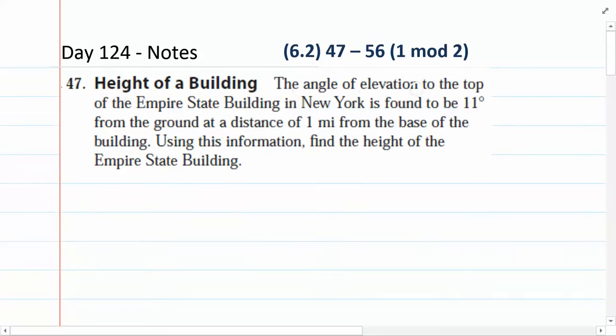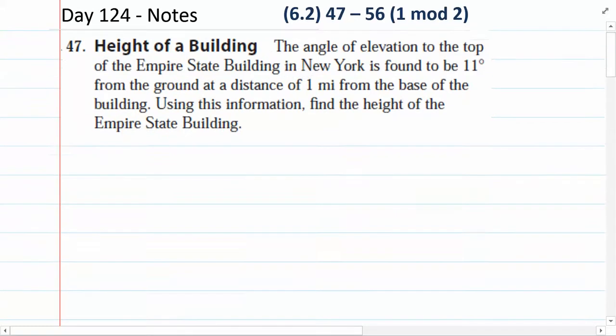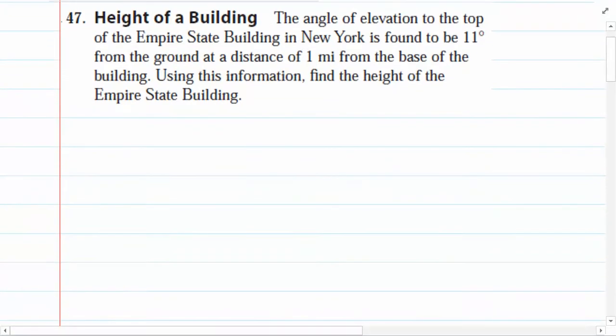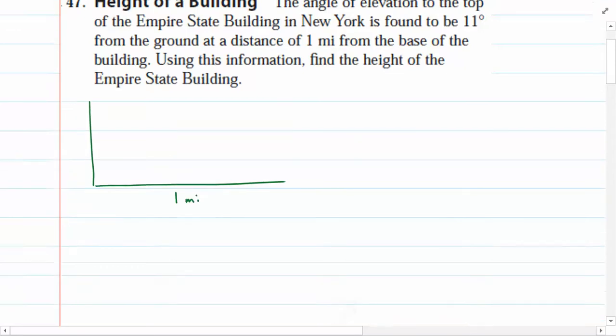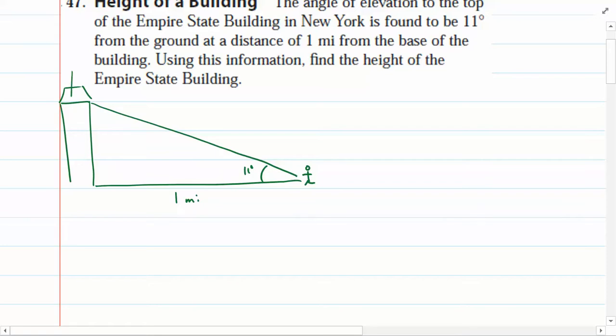47 tells us that the angle of elevation to the top of the Empire State Building in New York is found to be 11 degrees from the ground at a distance of 1 mile from the base of the building. So if I'm 1 mile away and I look up at the building at 11 degrees, imagine this is me standing all the way down here, I can look up to see the top of the Empire State Building. There's a big tower on the top.